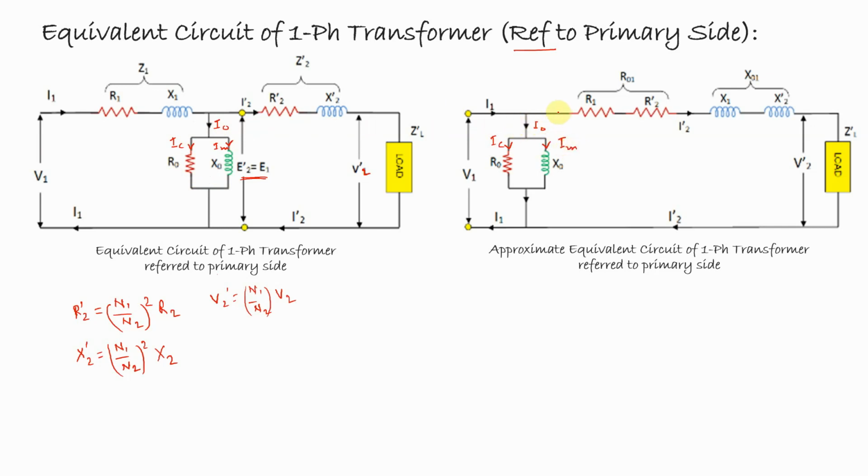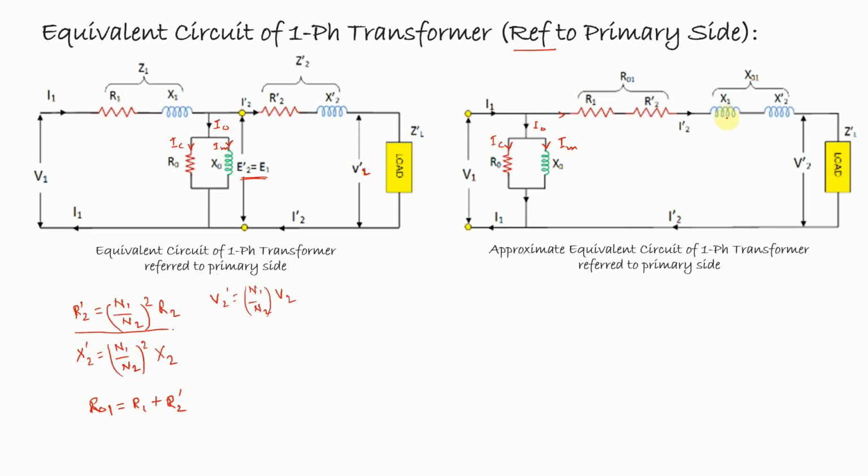I1 is the primary current, so it will be I2 dash. Here we have joined two resistances, that is the resistance of the primary and the resistance of the secondary referred to primary side. And this combined two resistances is considered as R01. So here R01 is basically equal to R1 plus R2 dash, where the value of R2 dash is represented here. This is considered as the equivalent resistance of the transformer referred to primary. This is the total resistance of the transformer referred to primary side.